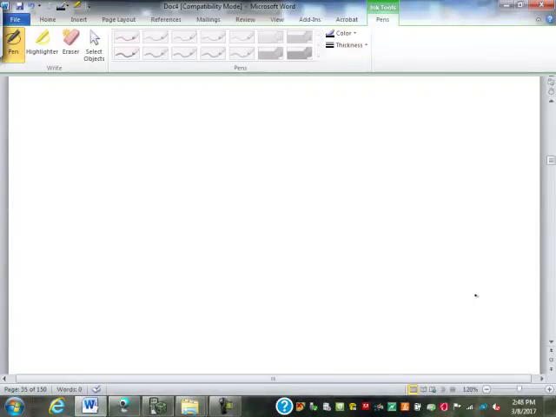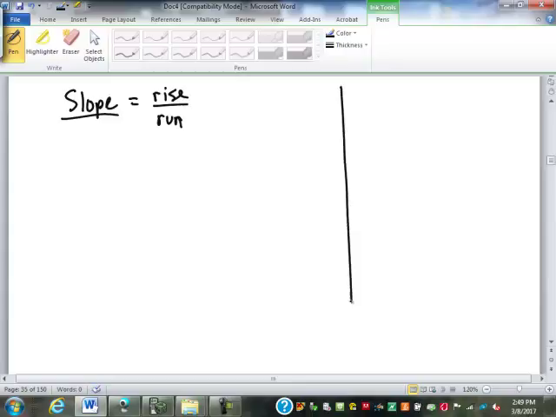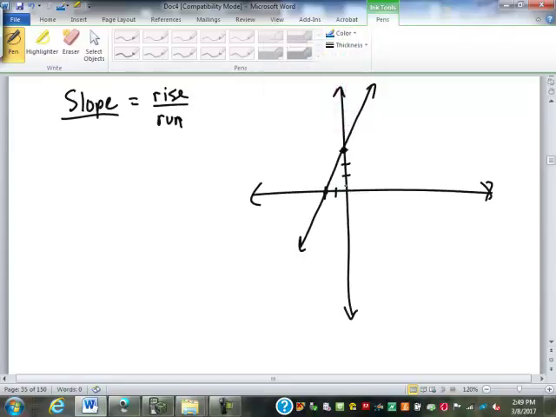But I want to take a little more time now and discuss slope in more detail. You know, slope is a rise over a run. And on a well-made graph, it should be pretty easy to see the slope of a line. For example, on this graph here, I can find the slope of this line.